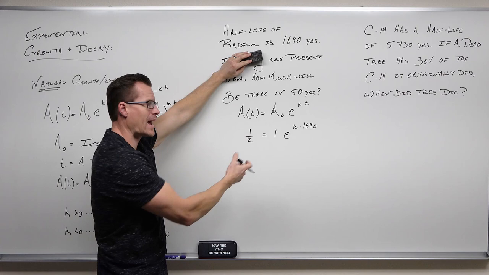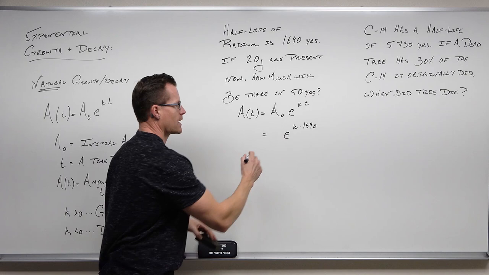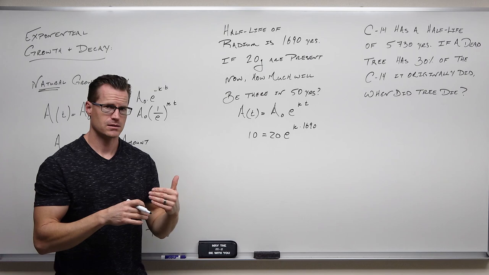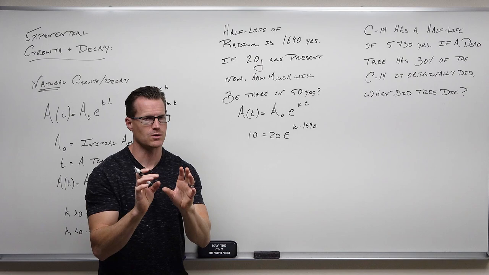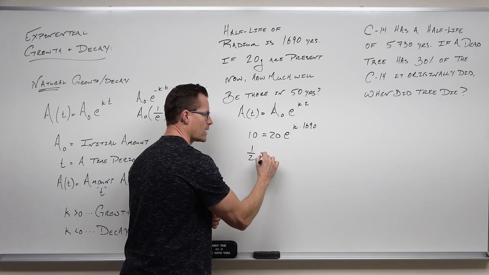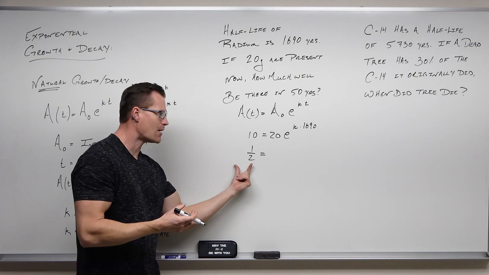You're going to see this when we go back to our, hey, you have 20, in 1690 years, that's the half-life, you'll have 10. What's the first thing you do? Well, if we have to solve for k, we're going to need a logarithm to undo the exponential, but you have to isolate the exponential first. If we divide both sides by 20, this should be very familiar at this point. 10 divided by 20 is, oh, look at that, 1/2. This will happen every time with half-life. That's what half-life means. There's half of it left after that time.